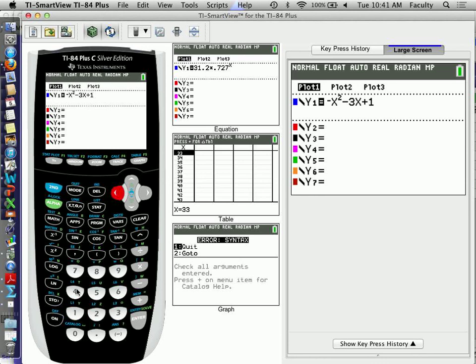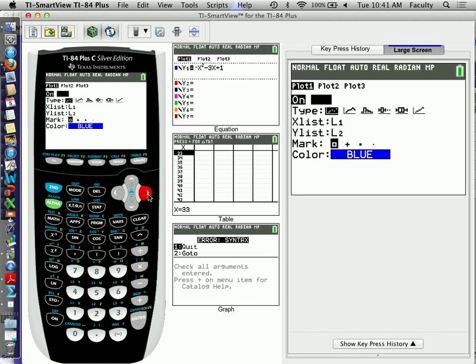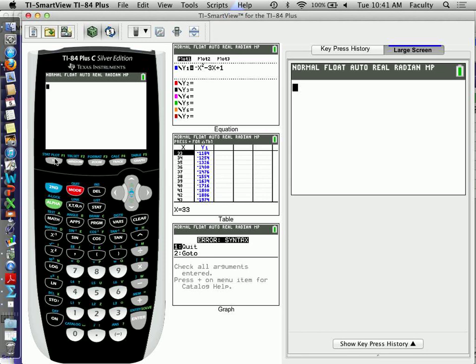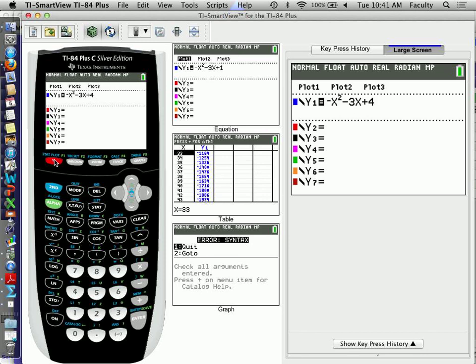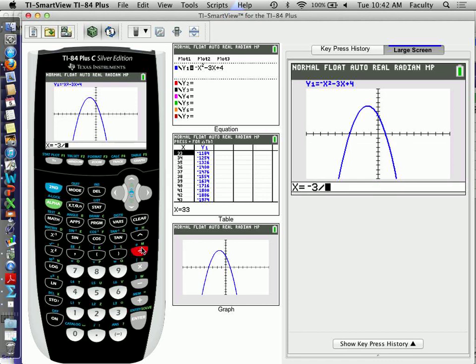Whoops. I need to go turn my stat plots off from what I was doing in pre-calc. So let me get out of there. So again, it's in my Y screen, -x² minus 3x plus 4. Everybody have it entered? Okay, now do Zoom 6 in case you were messing with your window. And then here's what I want to show you that I may or may not have shown you before. If you press trace, you can actually type in any number you want. I'm going to type in -3 divided by 2 and press enter. And it's going to give me 6.25.